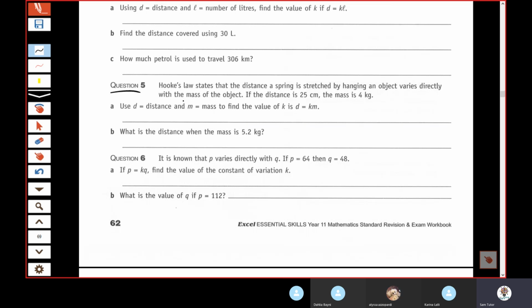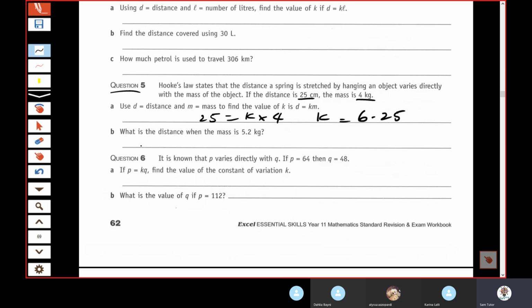Question 5. Sorry. Hooke's law states that the distance, blah blah blah. You get the idea. Like, who cares about all that, right? All you care about is the distance is 25. The mass is 4. So D equals K times M. Distance is 25, K times 4. So therefore K equals 25 divided by 4. Plug that into your calculator and you shall get it as a decimal, 6.25.